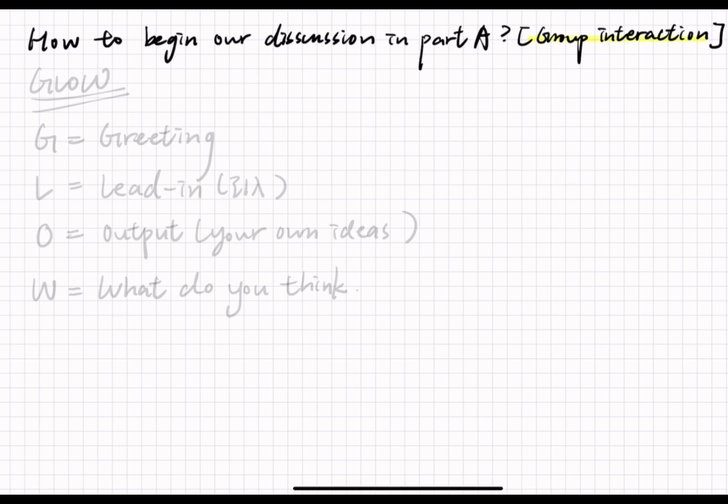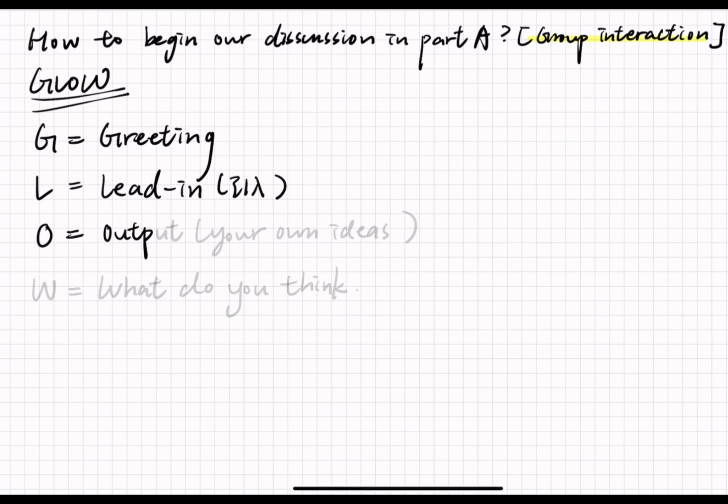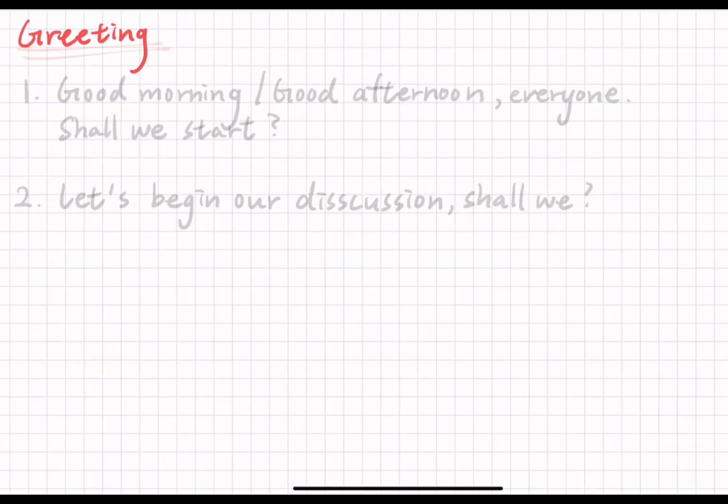The first letter G stands for greeting, and then the second letter L stands for lead in, and the third letter, which is O, stands for output. That means your own ideas. And then the last letter, W, stands for what do you think? After understanding the structure of GLOW, let's take a look at some examples in each part.